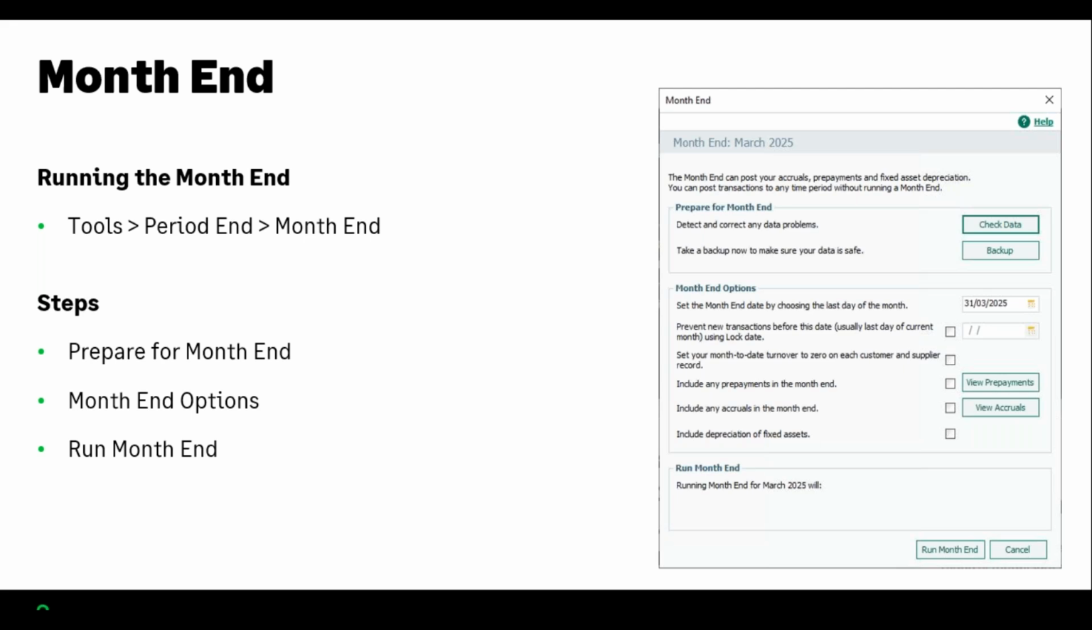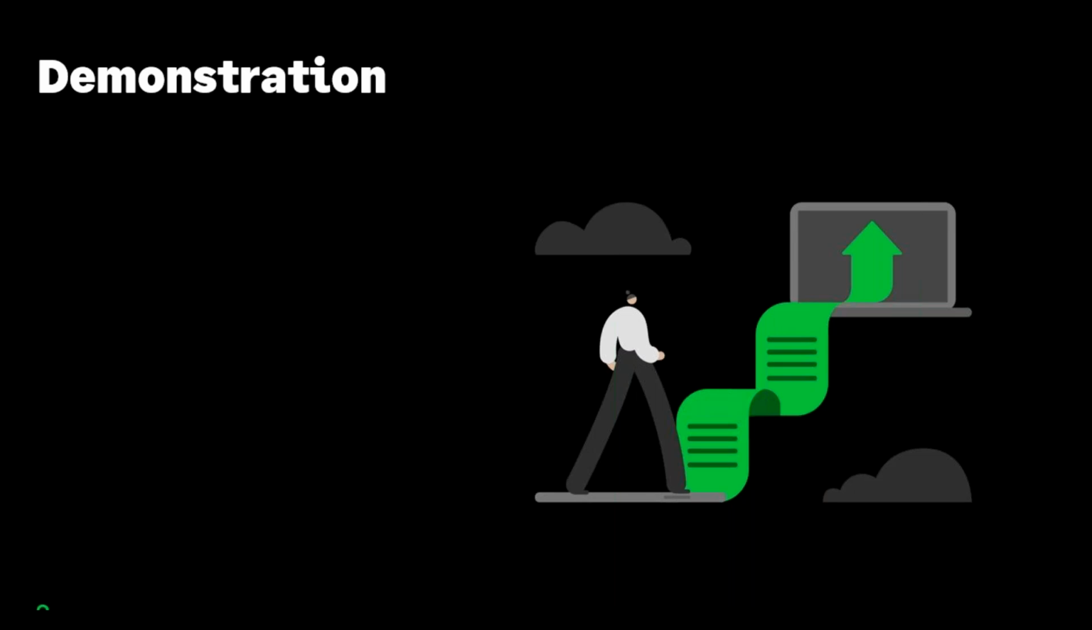At month end, honestly, the reason that this isn't a 45-minute webinar is because of the simplicity of what Sage does for you. It is as simple as Tools, Period End, Month End. That's how easy it is to navigate, just below your year end there. Then you're going to prepare for it, which you have done with your checklist. We're going to run through the month end options, and then you simply run month end. There's not much more you'll get out of me saying this to you and just looking at the screen in front of you. So I'm going to dive into the demonstration now, just so you know how simple this process can be.